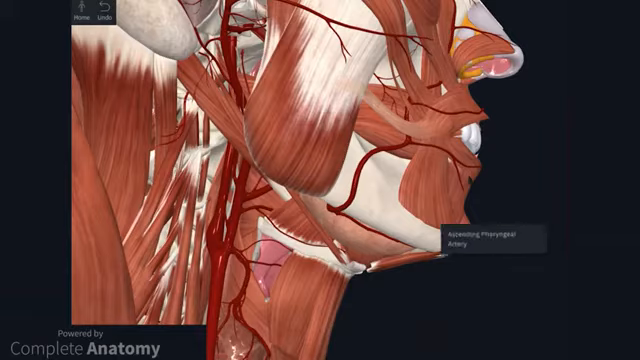The next branch is the ascending pharyngeal artery. It arises from the medial surface of the external carotid artery and ascends to the base of the cranium.